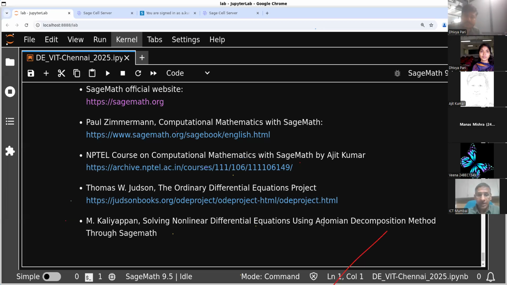And in fact, one of the faculty from VIT Chennai has also contributed to this. He has written a paper on solving non-linear differential equations using a domain decomposition method using SageMath. It doesn't have an inbuilt function, but he has written a paper on that. Of course, it is not part of SageMath, but there are many opportunities. It can possibly be made into part of this. So I thought I'll just mention this. SageMath is not just used in teaching and learning mathematics, but it's also used in research.